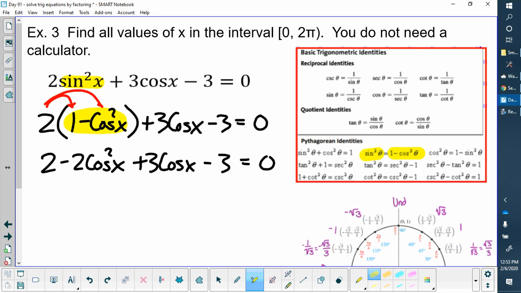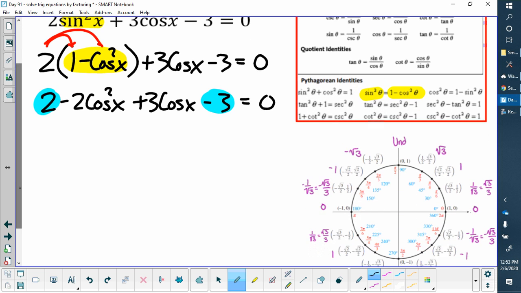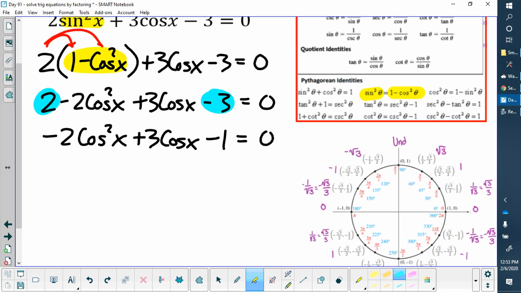I can combine some like terms here. I can put this negative 3 and this positive 2 together. At this point, I've got negative 2 cosine squared of x plus 3 cosine of x. This will give me minus 1. Now, I do have an issue here. I don't like this negative in front. But I can think about moving everything to the other side.